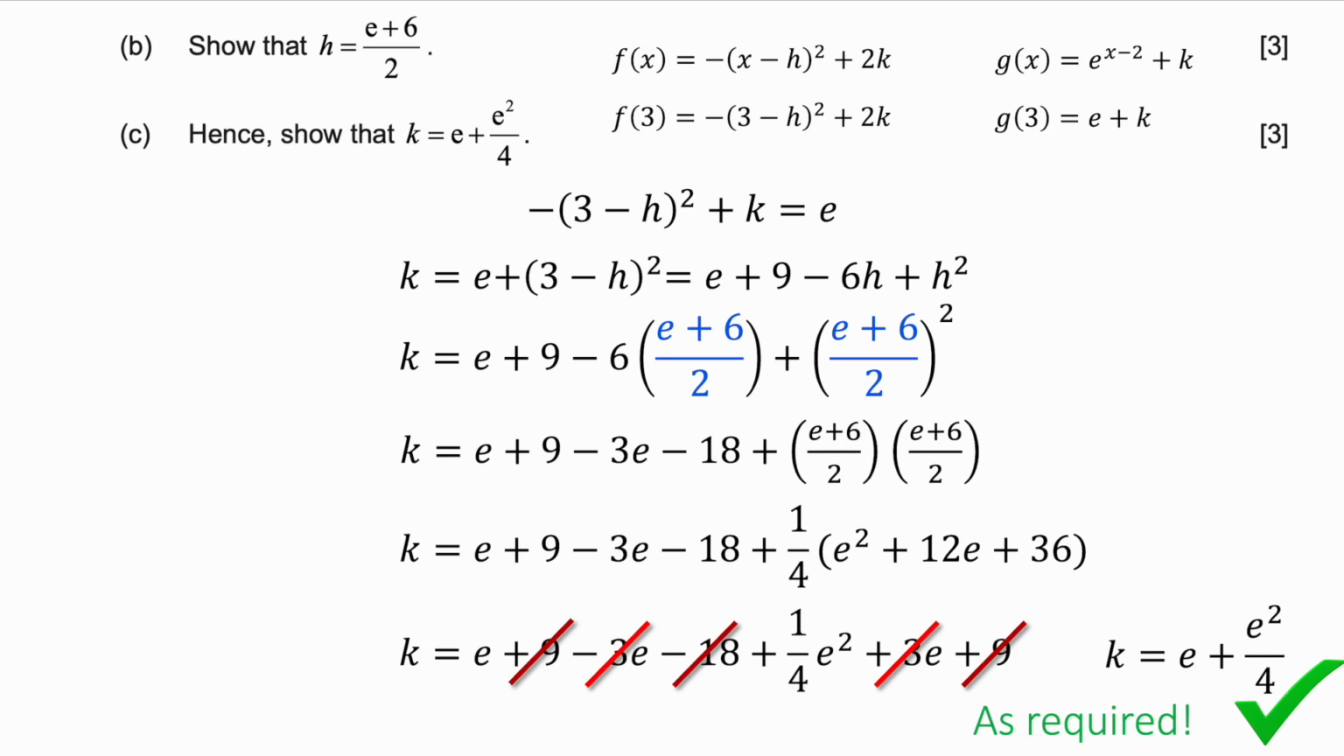You might want to rewatch my answer to part C a few more times so you fully understand the logic and the steps, and you're able to do it yourself.